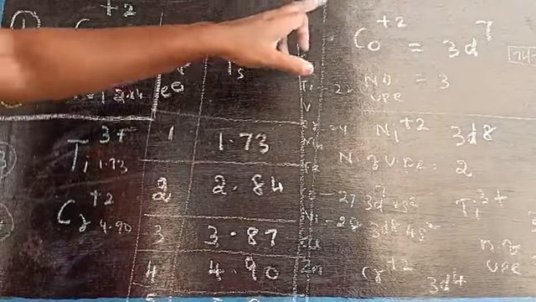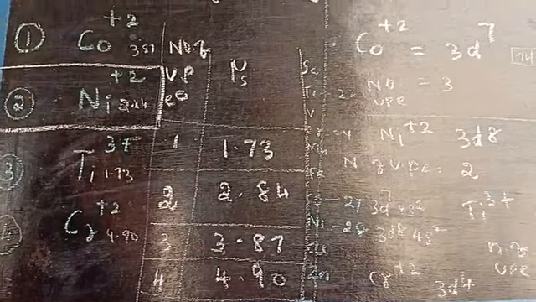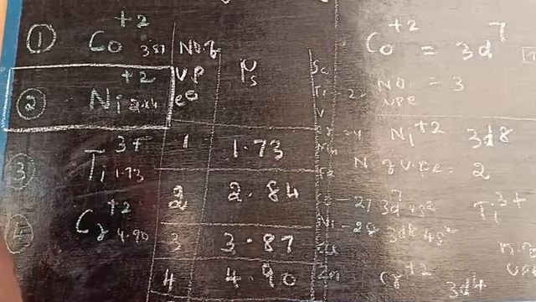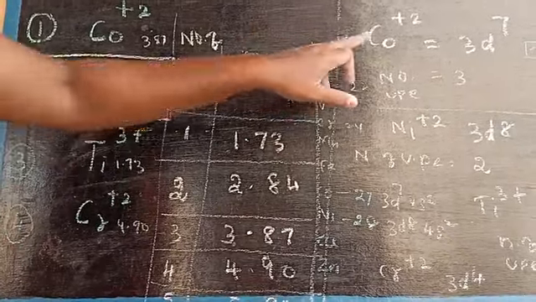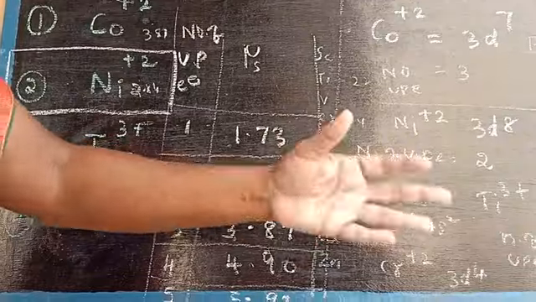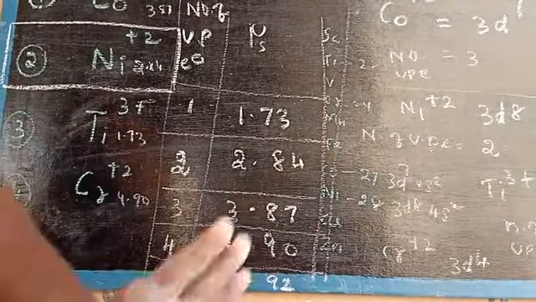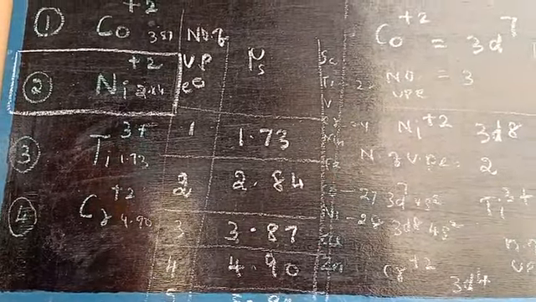And how do you calculate the number of unpaired electrons? We know the atomic number. So for the element given, in the ionic formation, remove the electrons from it to calculate the number of unpaired electrons.